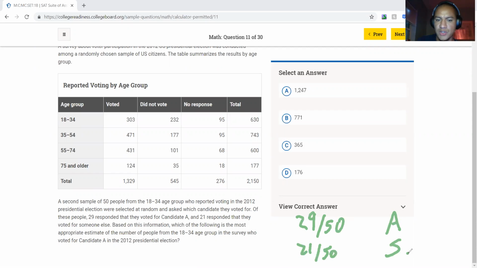Based on this information, which of the following is the most appropriate estimate of the number of people from the 18 to 34 age group in the survey who voted for candidate A in the 2012 presidential election? Yeah, I knew it was a proportion. So here is how you definitely know that it's a proportion.